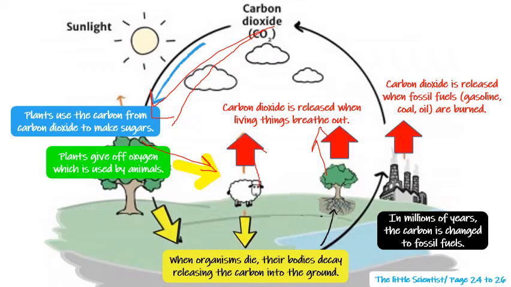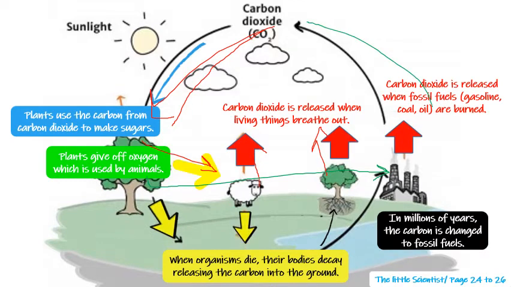The oxygen released right here is used by power plants, by cars, by factories, to burn fossil fuels. Burning releases also carbon dioxide into the atmosphere.